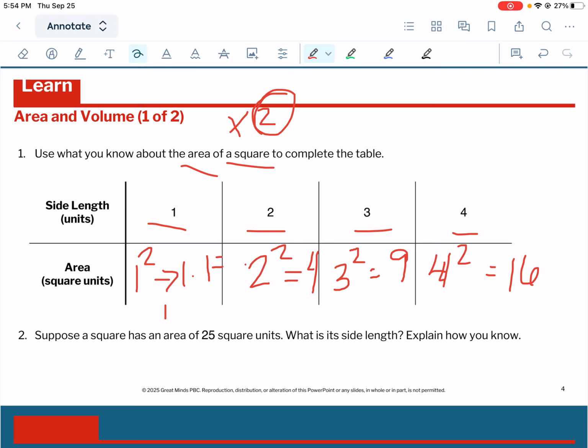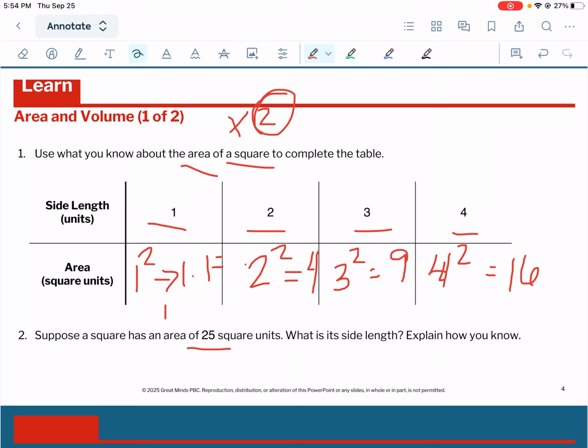So notice every time we have a 1 and a 1, that is 2 1s. For 2 squared, that's 2 2s multiplied. For 3 squared, that is 2 3s multiplied. For 4 squared, that's 2 4s multiplied. That's all that means. For number 2, it says, suppose a square has an area of 25 square units. What is the side length, and explain how you know.